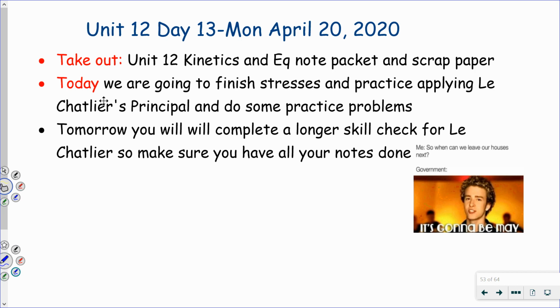You need to take out your Unit 12 Kinetics and Equilibrium note packet along with a piece of scrap paper. Today we're going to finish the rest of equilibrium. We're going to finish off Le Chatelier's principle, and we're going to do a couple of practice problems. You will have some practice tomorrow as well. Today you don't have a skill check. Tomorrow you'll have a longer skill check on Le Chatelier. So really we're going to finish up, and then we're going to do some practice.